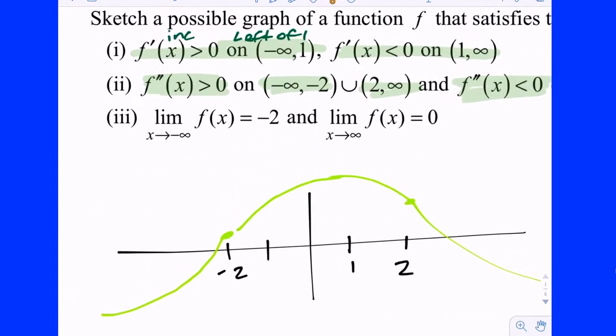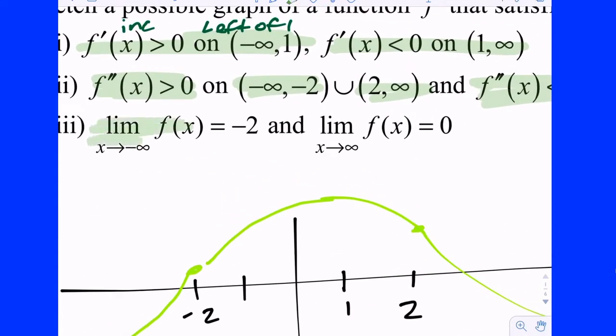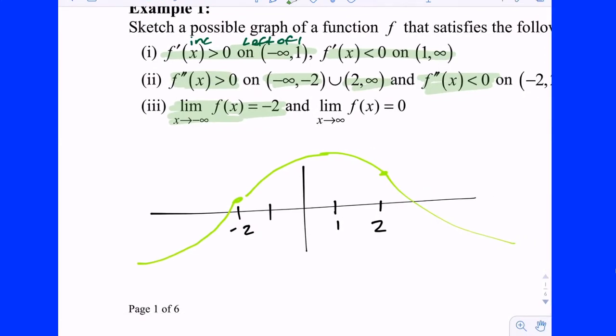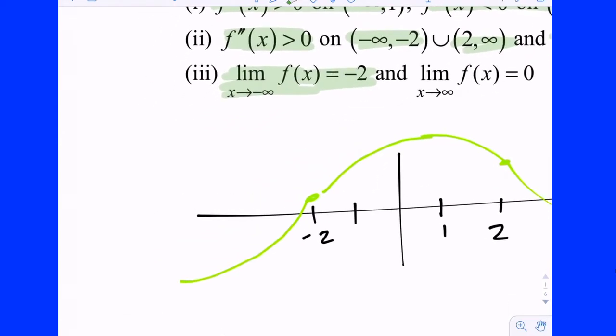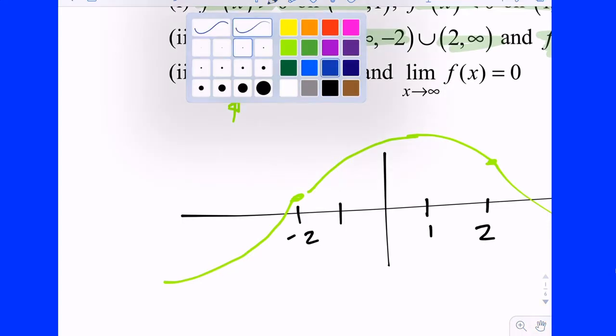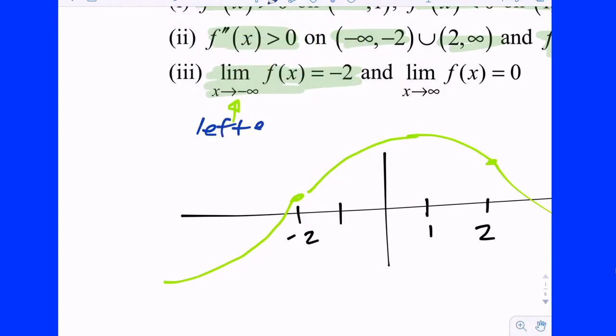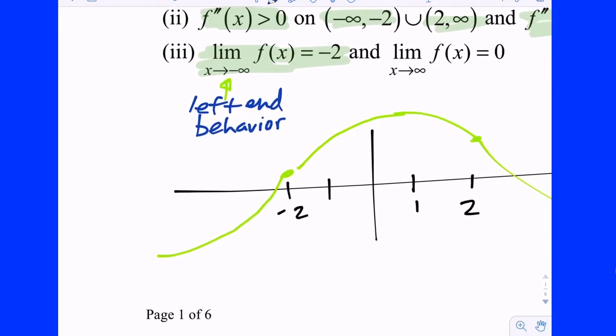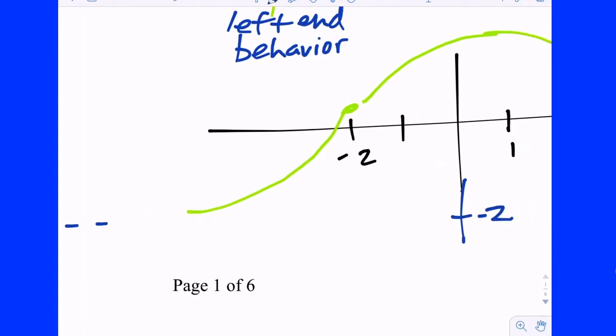And now we go down to the last piece. It says the limit as x goes to -infinity is -2. What does that mean? That is the left end behavior. And we have to get closer and closer and closer to y equals -2, which means there has to be a what at -2? A horizontal asymptote. So if you want, you can now draw that in there.